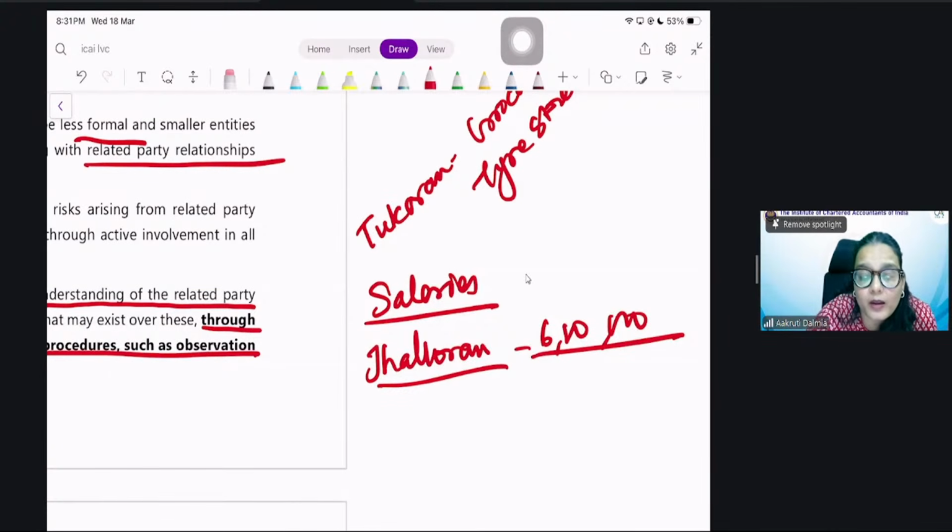Is that a risk area? Tell me. Tukaram is paying 6 lakh salary to his own brother Jhalloram. But if Tukaram does not tell me that Jhalloram is his brother, will I come to know on my own? Will I go and do a DNA test? Ask for the Janam Kundli? No. So if the owner management is not telling me, I will not come to know.